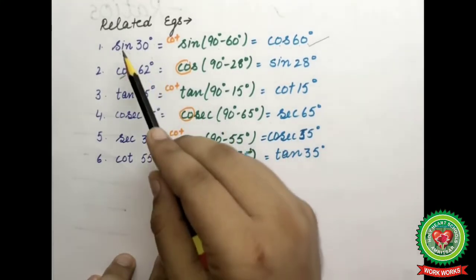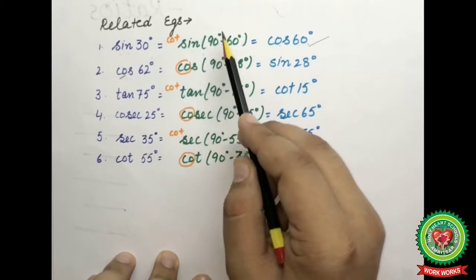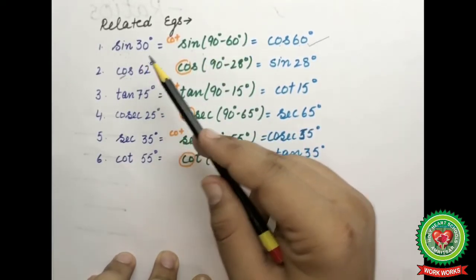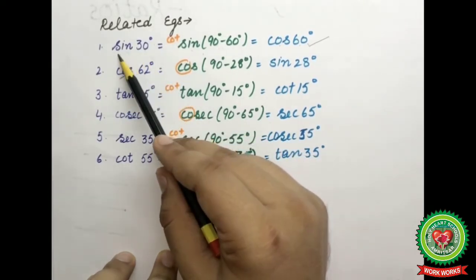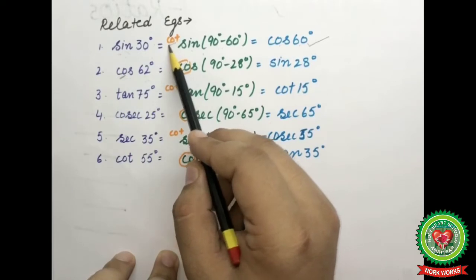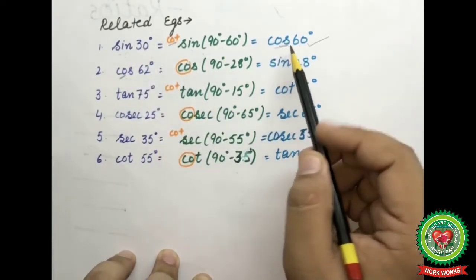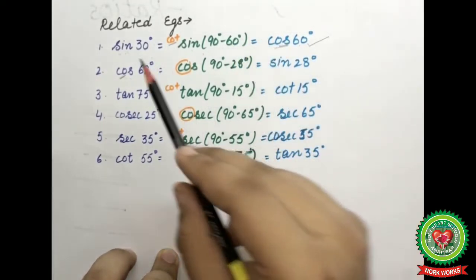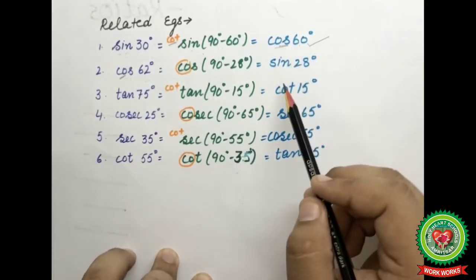Now we are going to write sine 30 degree as sine bracket 90 degree minus 60 degree, which is 30 degree only. Now in this given T ratio, co-word is not there. So we are going to add co in it. So on adding co to sine, we'll get cos, and the given angle is 60 degree. So the complement of sine 30 degree will be equal to cos 60 degree.